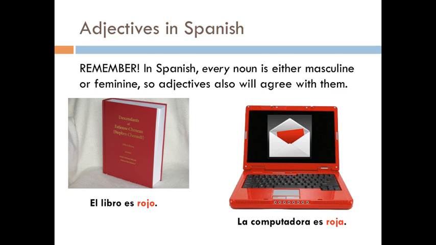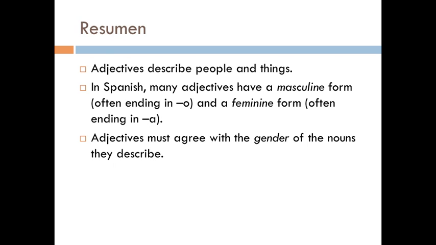So in summary, adjectives, just like in English, describe people and things. They describe nouns and pronouns. In Spanish, many adjectives have a masculine form that often ends in O and a feminine form that often ends in A. You're going to have to make the adjective agree with the gender of the nouns that they describe.